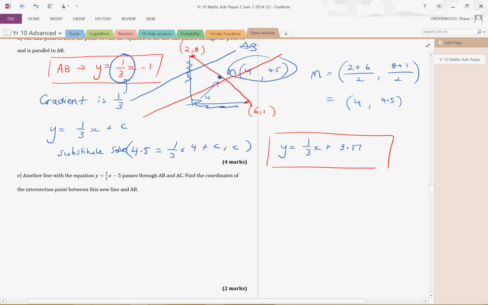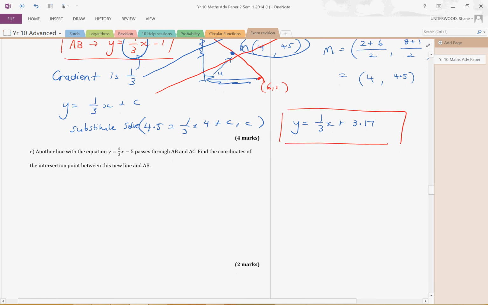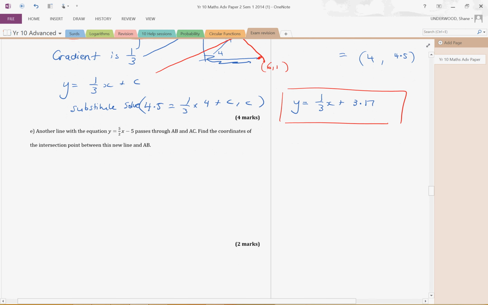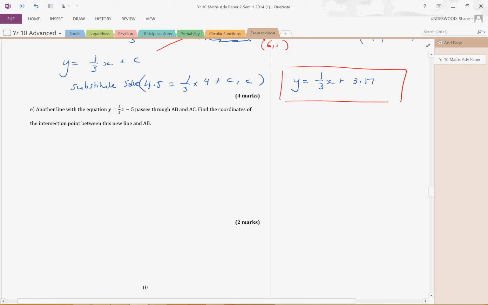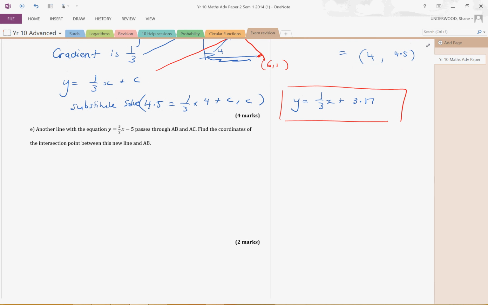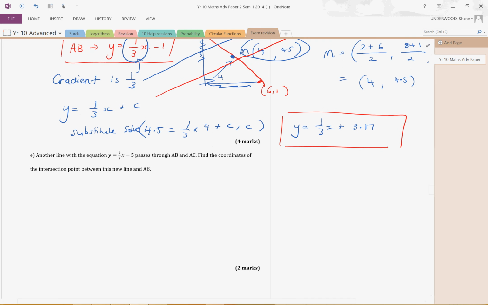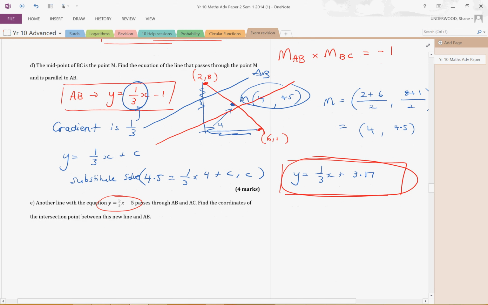Now, another line with the equation passes through AB and AC. Find the coordinates of intersection between them and this new line. So the new line is this one. This passes through AB and AC. So AB, the equation is equal to 1/3 x minus 1.